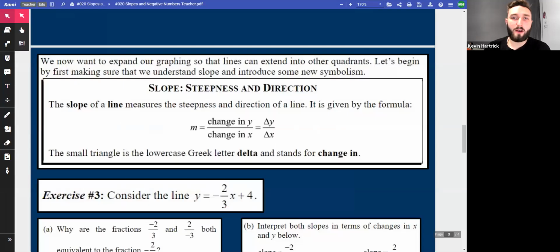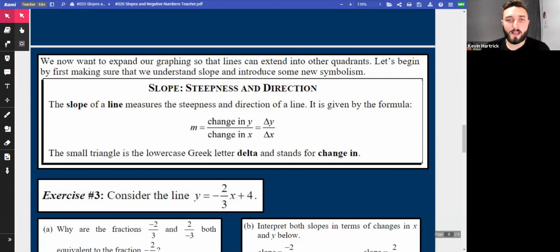Welcome back. So now we want to expand our graphing so that lines can extend into other quadrants. If you notice, we were only graphing in quadrant one, but graphs of lines go in all different quadrants, okay? So let's begin by first making sure that we understand slope and introduce some new symbolism.